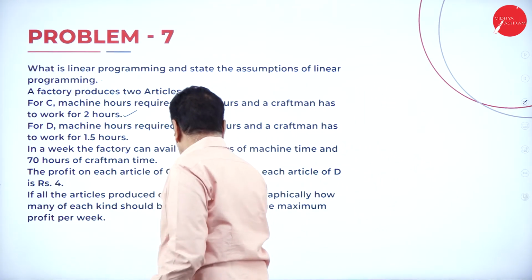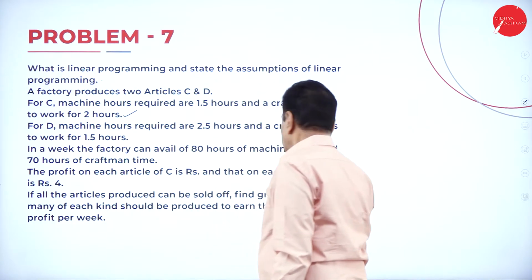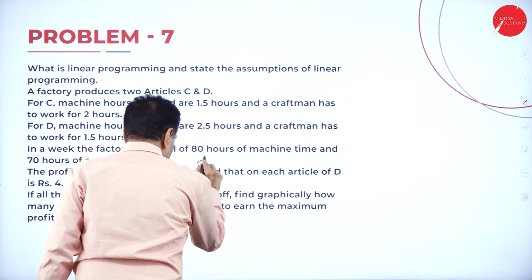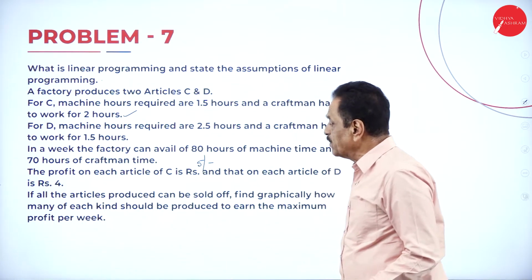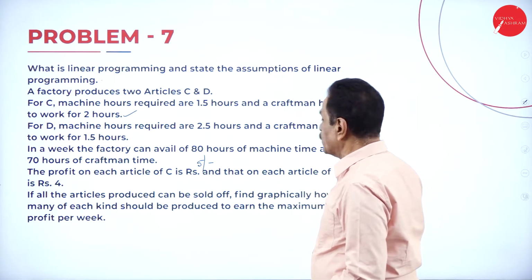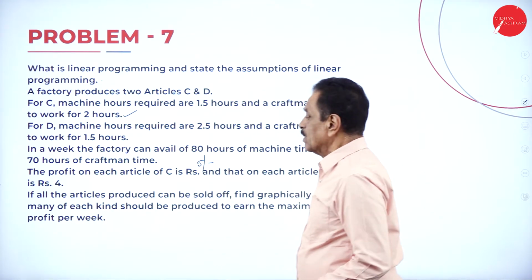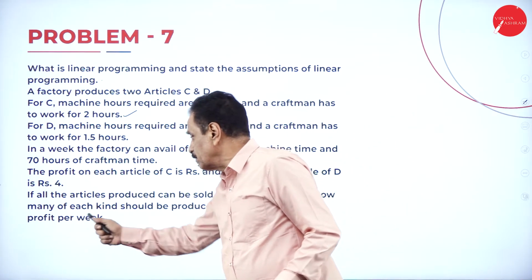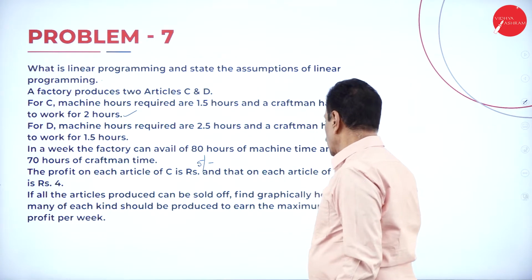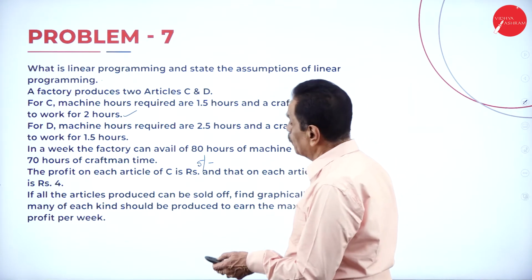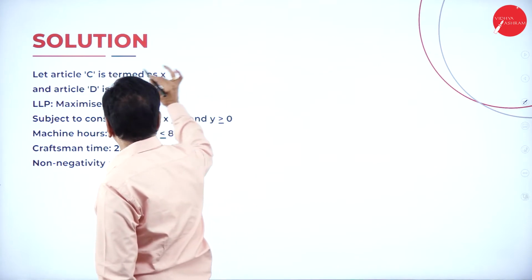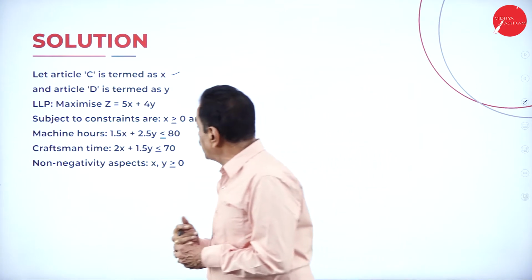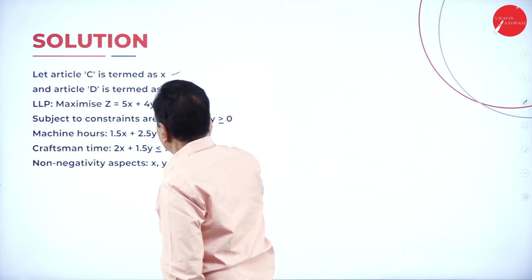The profit on each article C is rupees 5, that on each article D is rupees 4. So if all the articles produced can be sold off, find graphically how many of each you should produce to earn the maximum profit. We'll move on. Let article C be represented as X and D can be represented as Y.